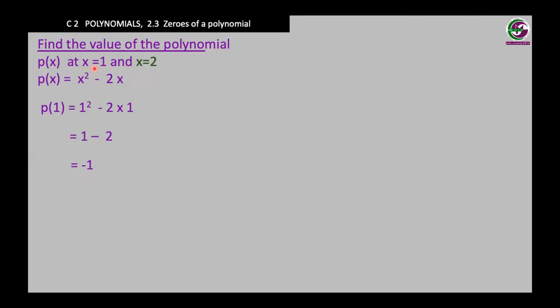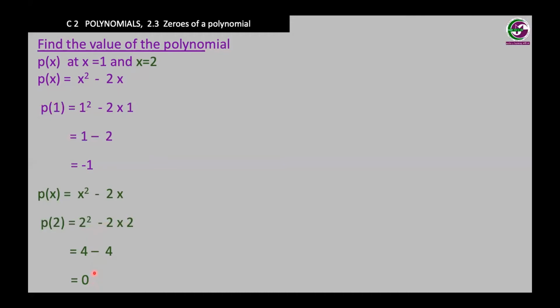So we are done with the first part. In the second part, we have to find the value of this polynomial at x equal to 2. So we can write p of 2, x replaced by 2, is equal to 2 to the power 2 minus 2 times the value of x, which is again 2. Don't forget, we have to follow the order of operations. So 2 squared is 4 minus 2 times 2 is 4. 4 minus 4 is 0. So the value of this polynomial at x equal to 2 is 0.